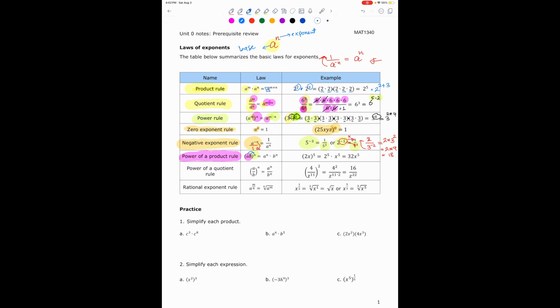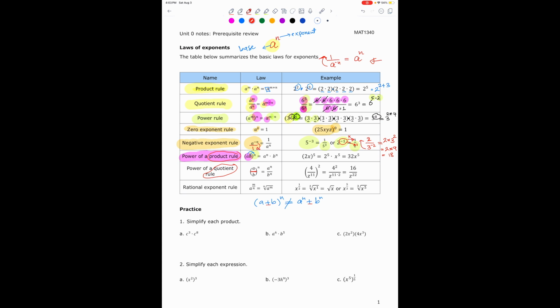For example, a plus b raised to the n power is not a to the n plus b to the n. We call that the fool's dream. So remember, it is not applicable. Subtraction does not work either. So make sure you're only applying the power of a product rule and a quotient rule, so to multiplication and division only. You cannot apply that to subtraction or addition.